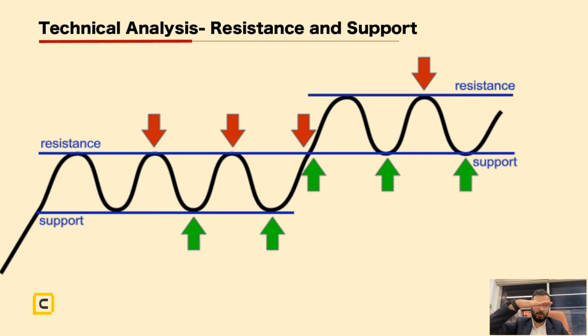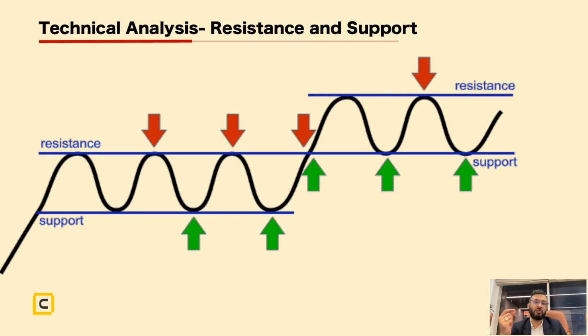Similarly, sometimes when prices are moving higher and higher, there are some peaks where price touches and then comes down, again touches and then comes down, again touches and then comes down. But when that ceiling is broken, the market just moves forward. So this ceiling is called resistance.